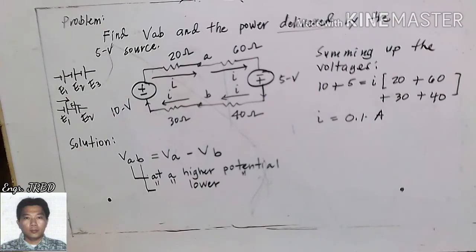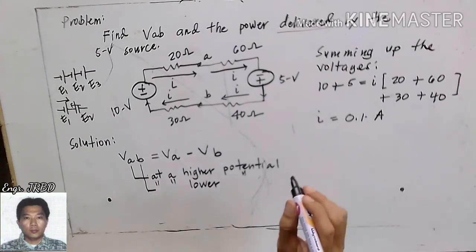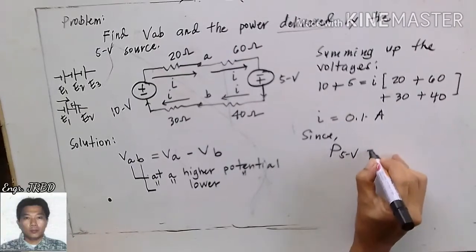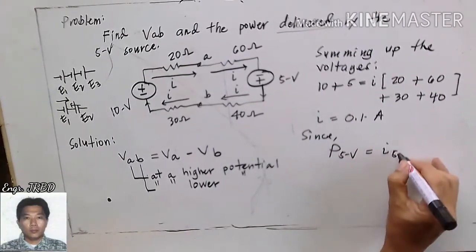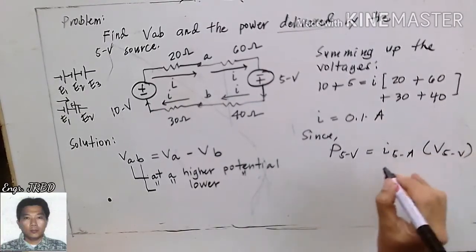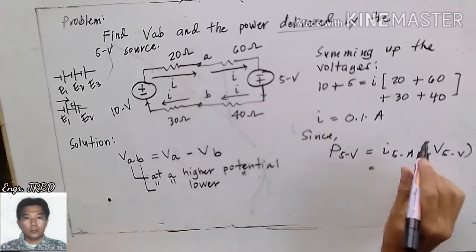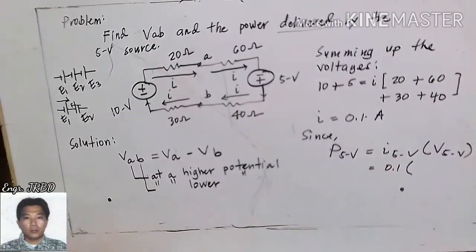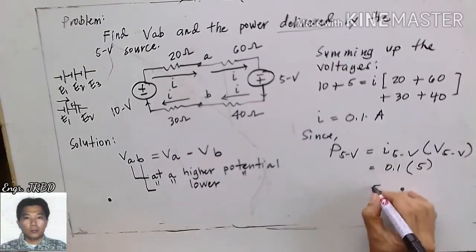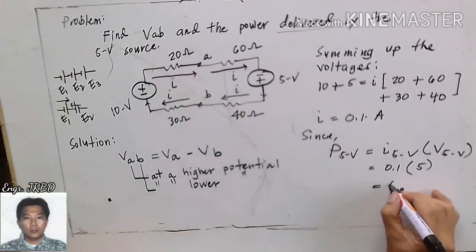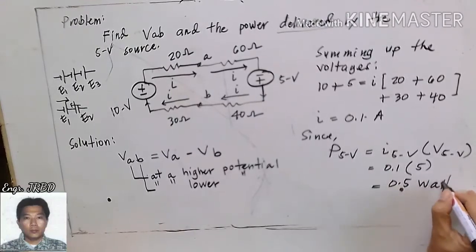How do we now find the power that is being delivered by your 5 volt source? The basic equation of power by your 5 volt source is simply current delivered by your 5 volt source times voltage across your 5 volts. Current delivered by your 5 volt source is equivalent to I, that is 0.1 amperes. And the voltage across it is of course your 5 volts. So 5 times 0.1 is 0.5 watts. That's all.